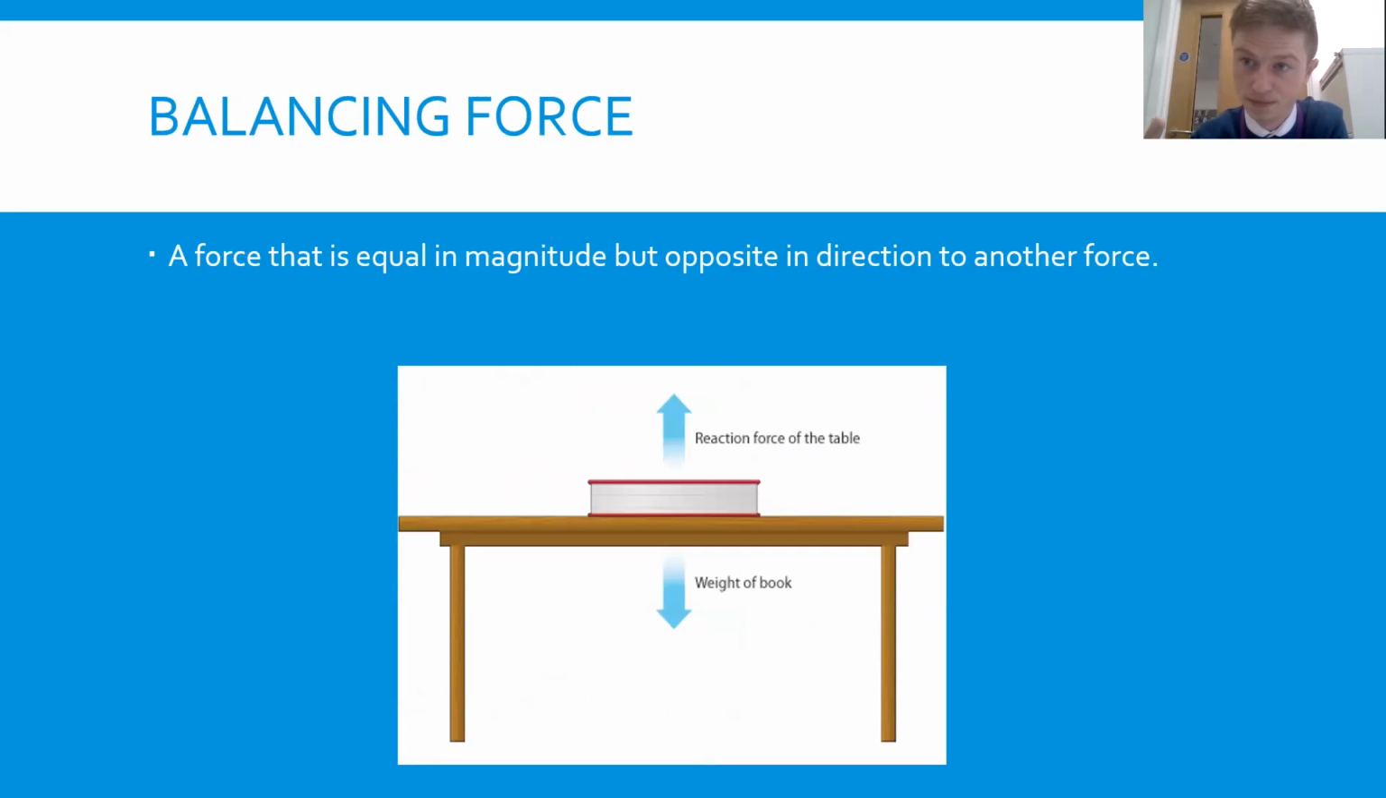Balancing force. Yes. So balancing force is a force that is equal in magnitude but opposite in direction to another force. So for example, a book on a table is an example of balancing force. The weight of the book is perfectly balanced by the reaction force of the table. If it was not balanced, that book would go straight through the table, but it's not. Because the book is resting on the table, because the weight of the book is equally balanced to the reaction force of the table, it remains on top of the table. It's an example of a balanced force.